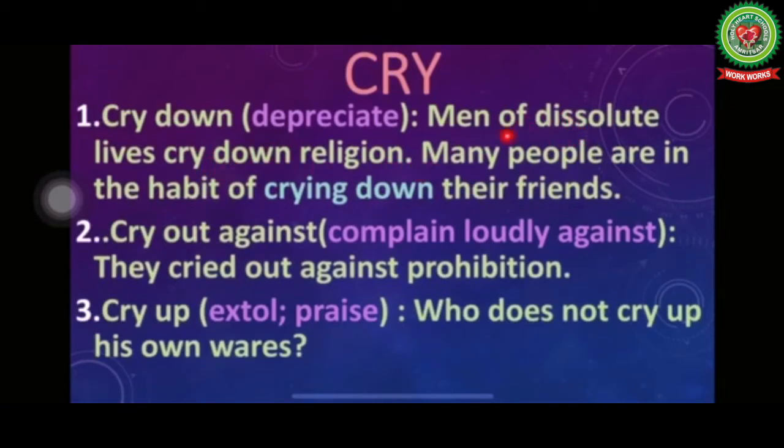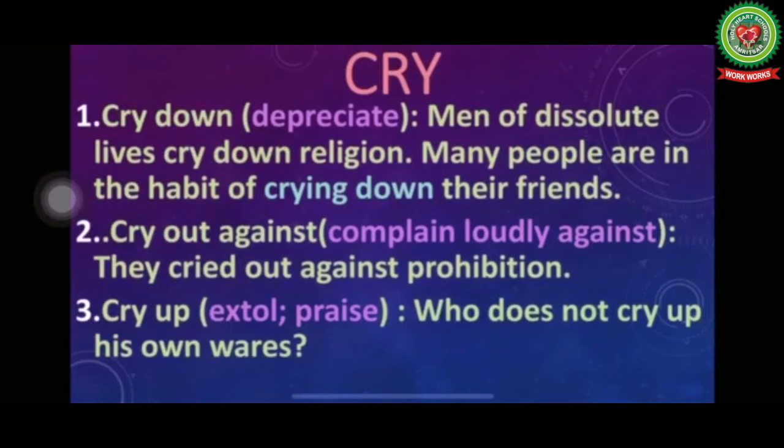So men of dissolute means the men, the people who lead an immoral life. They criticize religion. So instead of using the word criticize, we may use the phrasal verb cry down. One more sentence, children. Many people are in the habit of crying down their friends. So crying down here means criticizing. So many people are in a habit of criticizing their friends. So the phrasal verb can be used here is crying down or cry down.